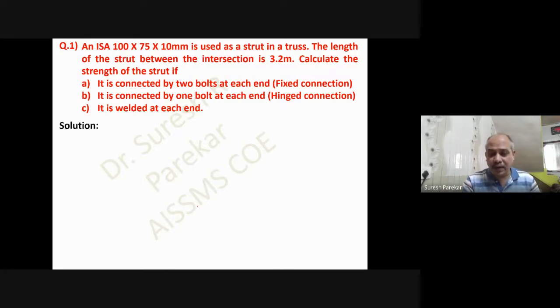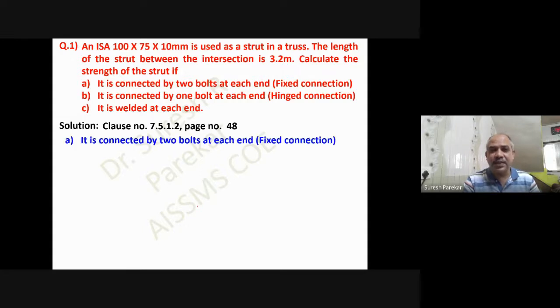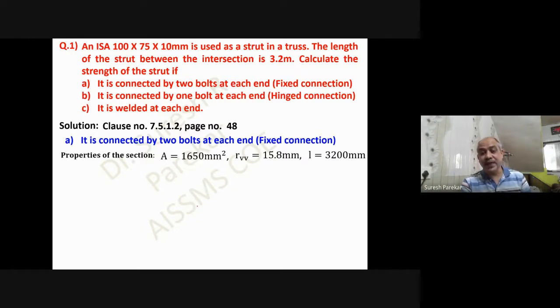First, clause number 7.1.2, which we have already seen, applies when we go for your single angle section. Now it is connected by two bolts at each end, and this will be a fixed connection. That we should know, because we have two categories, one fixed connection and second hinged connection, and these two categories are for both when my bolts are greater than or equal to 2, or 1. Now, these are the properties related to your single angle section, and then we know the formula.